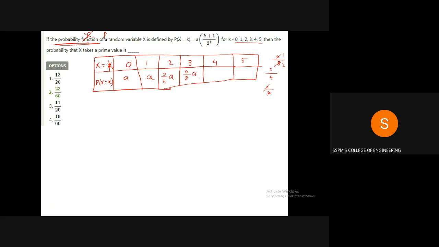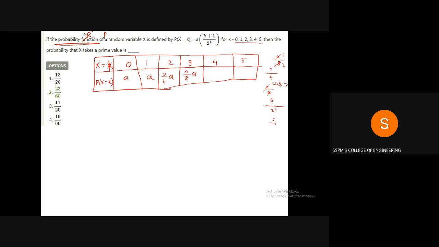Now for the value of k is equal to 4, so 4 plus 1, it is 5, divided by 2 raised to 4. What is 2 raised to 4? It is 2 into 2 into 2 into 2, that is 16.